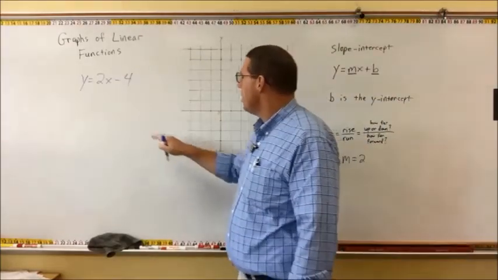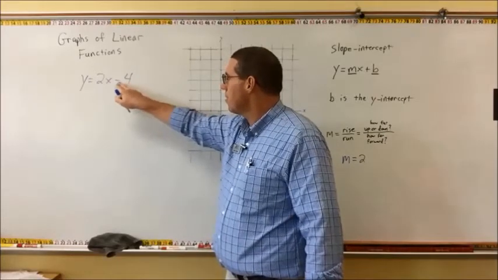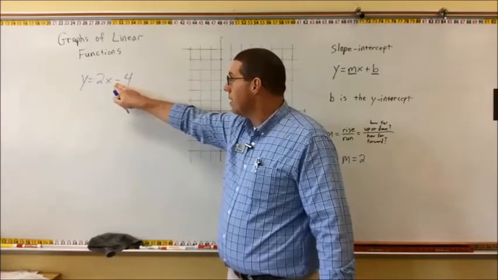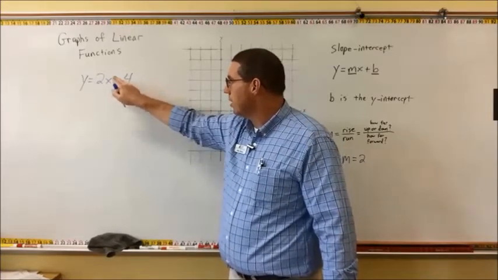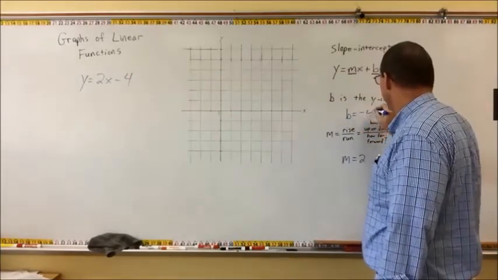And b, what's b? Well, normally it's mx plus b, but instead of having a plus here, we have a negative, or we have a minus. That means that that minus belongs to the 4. That means that our b is actually negative 4. So our b is negative 4.